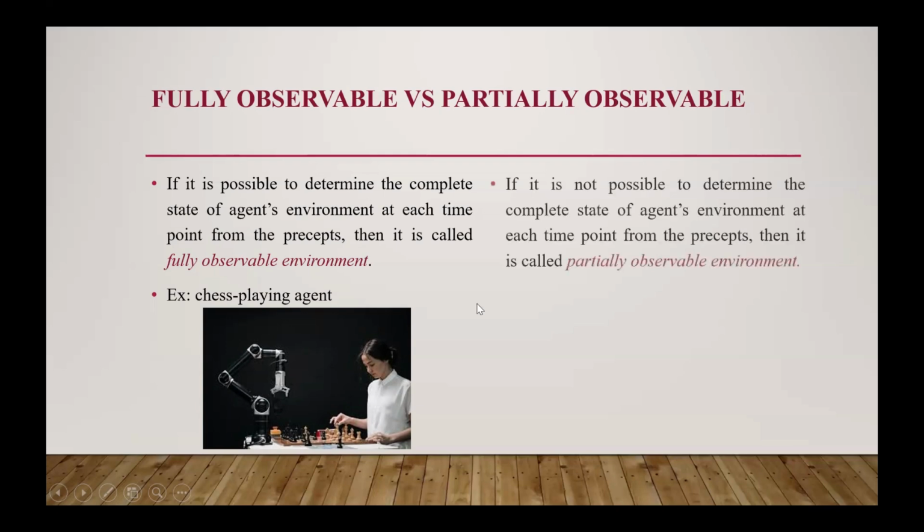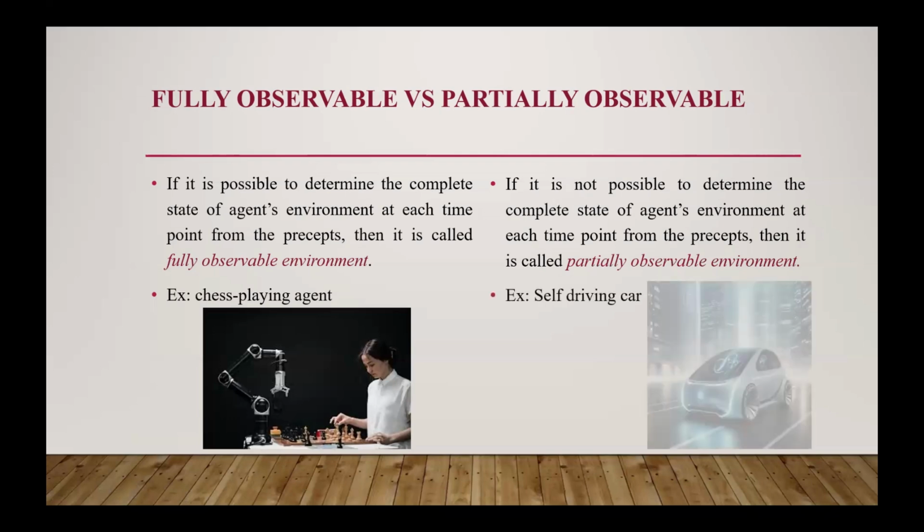So the next one is the partially observable environment. If it is not possible to determine the complete state of an agent's environment at each time point from the perceived input, then it is called a partially observable environment. Let's take an example: the self-driving car.